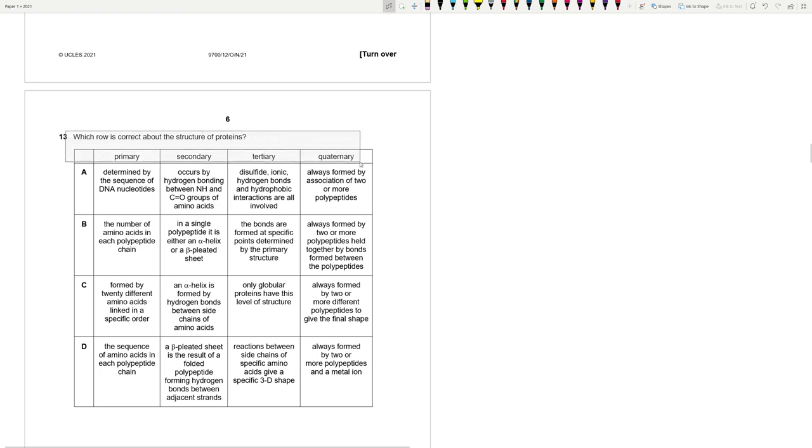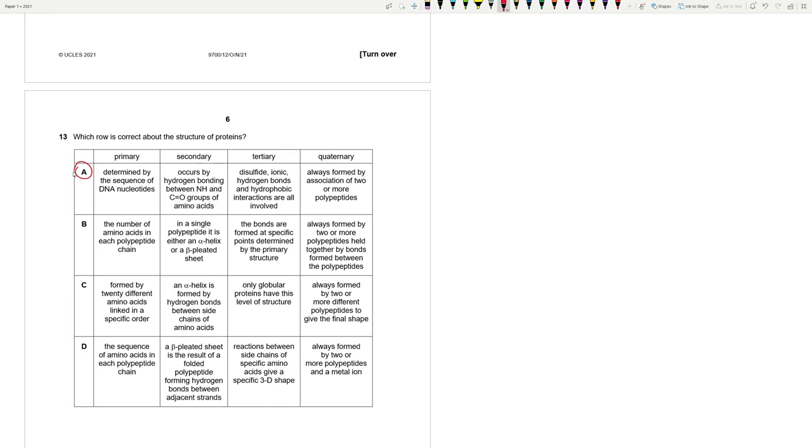13. Which is correct about the structure of proteins? Primary, determined by the sequence of nucleotides. That's true. Occurs by hydrogen bonding between NH and CO. That's true. Tertiary, disulfide, ionic, hydrogen bonds, and hydrophobic interactions are involved. That is true. Always formed by association of two or more polypeptides. True. 13 looks like A. Why are the others wrong? Do you want to know?